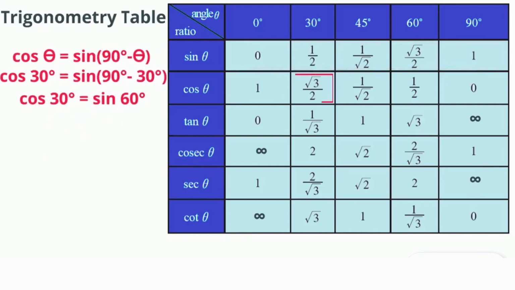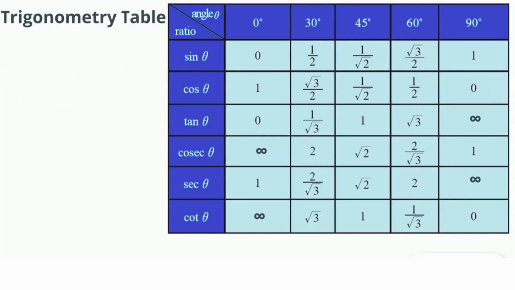Next, cos 30 degrees is equal to sin 60 degrees. Cos 30 degrees is equal to root 3 divided by 2. Next, cos 45 degrees is equal to sin 45 degrees. Sin 45 degrees is equal to 1 divided by root 2. Then, cos 60 degrees is equal to sin 30 degrees. The sin 30 degrees value is 1 divided by 2. Cos 60 degrees is equal to 1 divided by 2. That's it. Next, cos 90 degrees is equal to sin 0 degrees. The sin 0 degrees value is 0. Cos 90 degrees is equal to 0. That's it. The second line is completed.